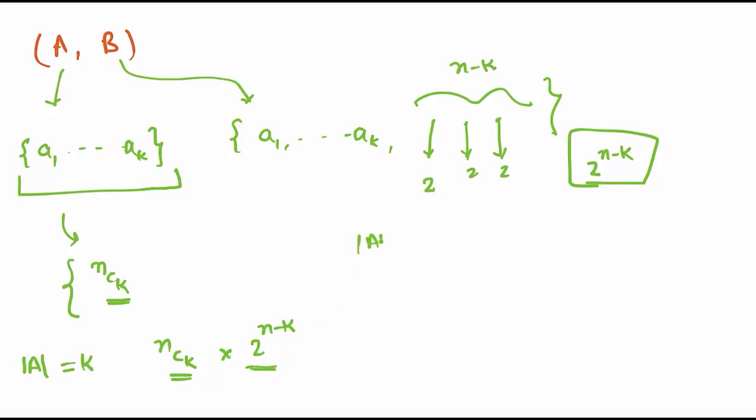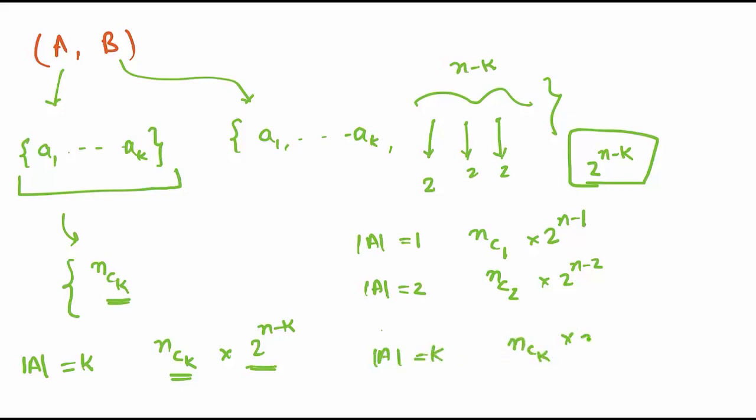See, we have seen that if cardinality of A is 1, then we have nC1 choices for A and 2 power n minus 1 choices for B. If cardinality of A is 2, then we have nC2 choices for A and 2 power n minus 2 choices for B. Similarly, if cardinality of A is k, then we have nCk choices for A and 2 power n minus k choices for B, right?